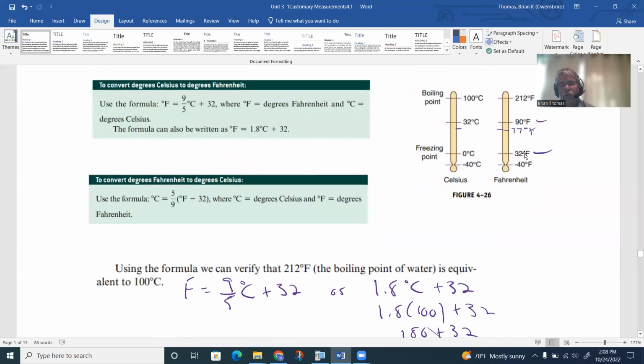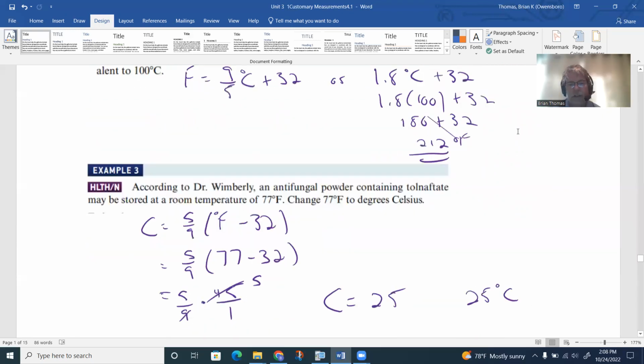So 0 degrees Celsius is 32 degrees Fahrenheit. And 32 degrees Celsius is like 90 degrees Fahrenheit. So those are kind of useful in making estimations.